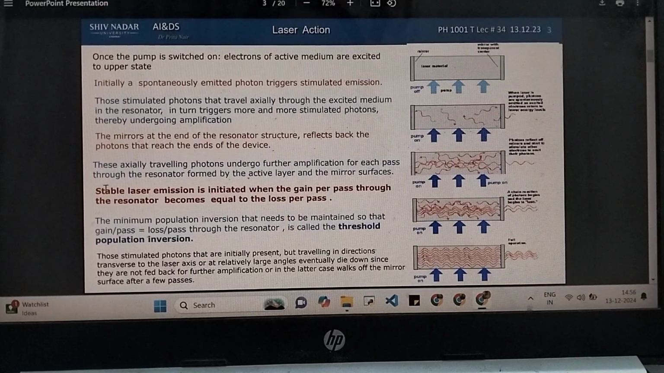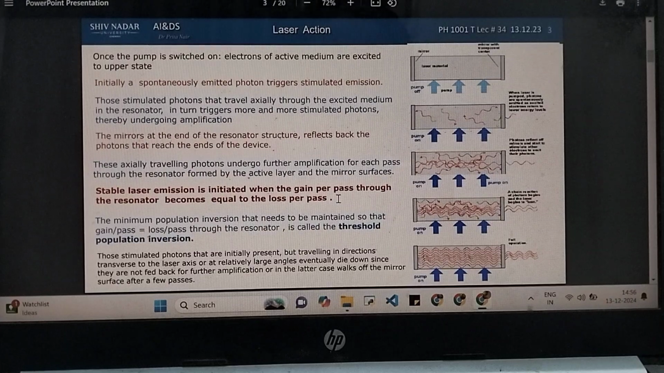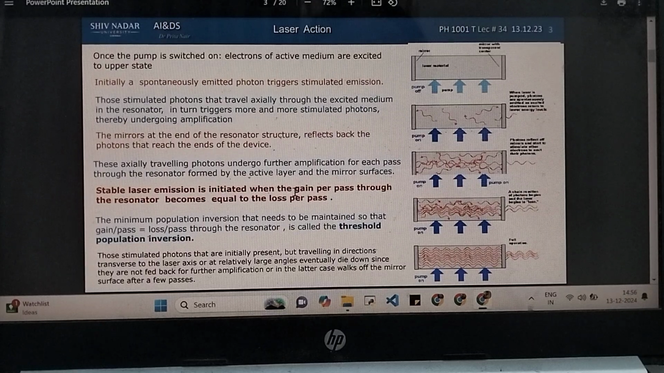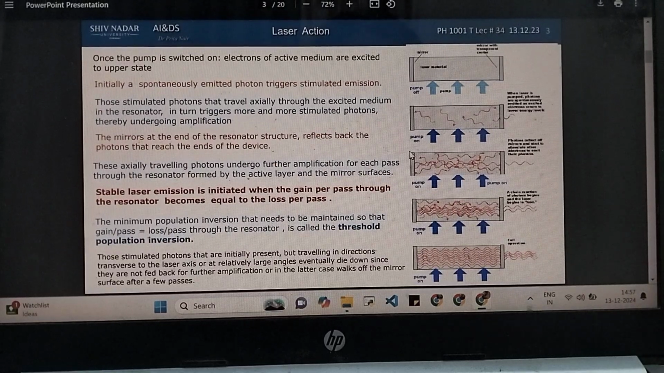Now, stable laser emission is initiated when the gain per pass through the resonator becomes equal to the loss per pass. What does this mean? So before we go at stable laser emission, let's see what gain per pass and loss per pass are. One pass through the resonator, as I said, is a full circle trip the photon makes from left to right and back to left, or vice versa.